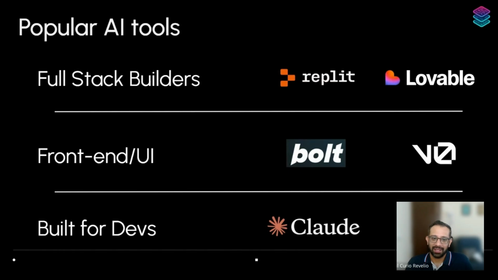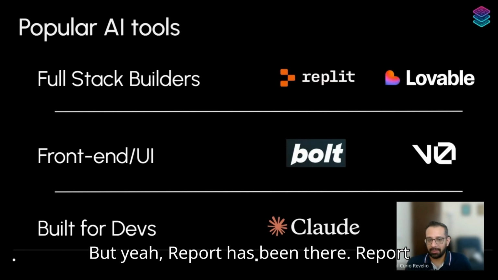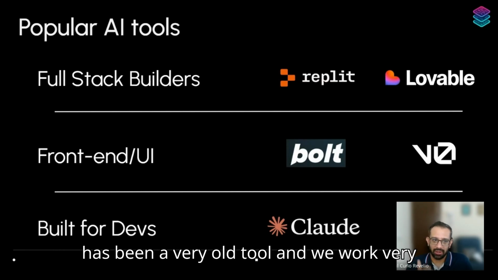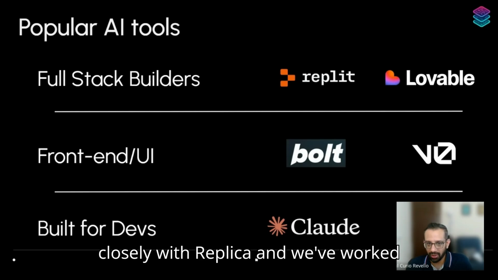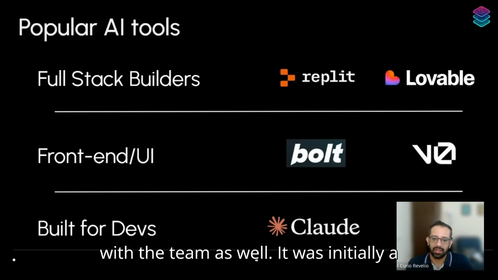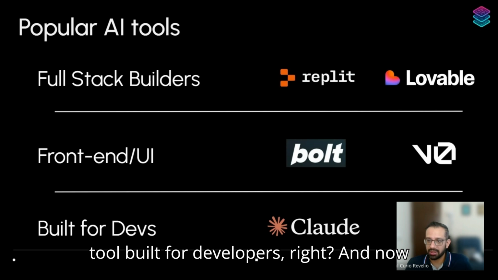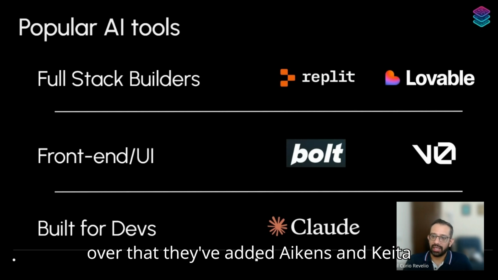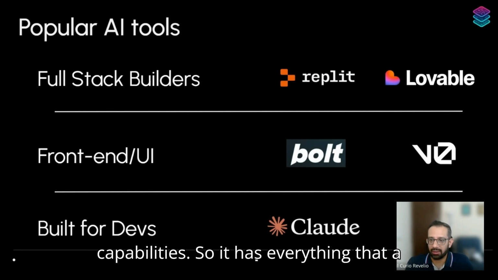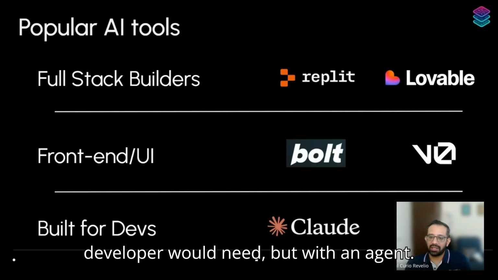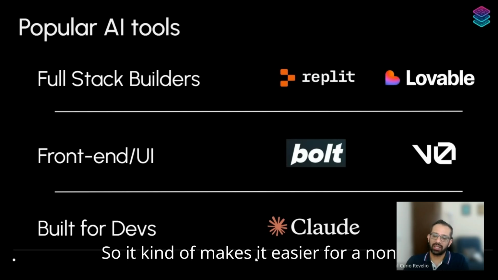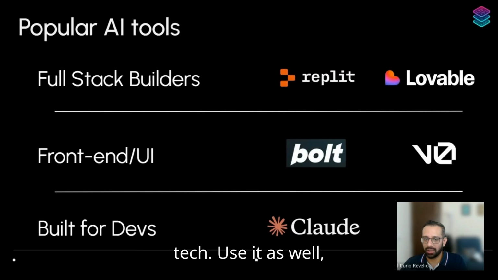But Replit has been there. Replit has been a very old tool, and we work very closely with Replit and with the team as well. It was initially a tool built for developers, right? And now over that they've added AI agents and AI capabilities. So it has everything that a developer would need, but with an agent. So it kind of makes it easier for non-tech folk to use it as well. Correct.